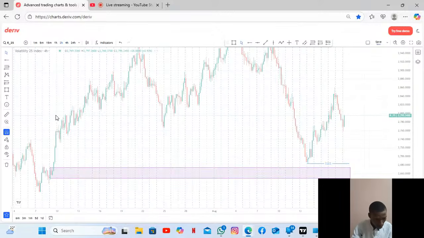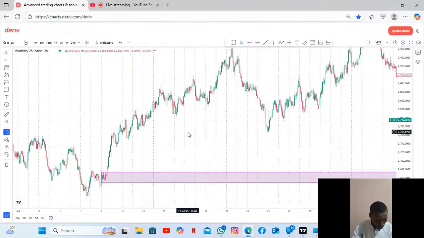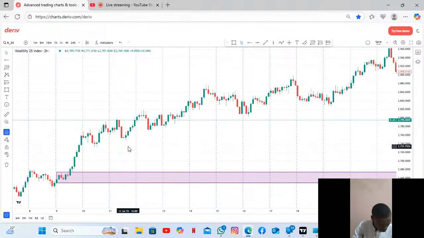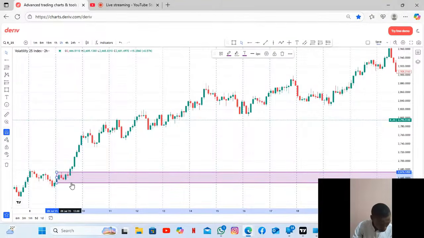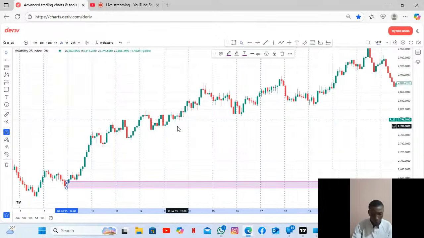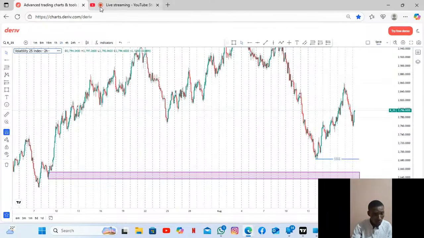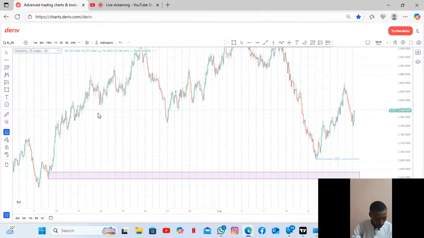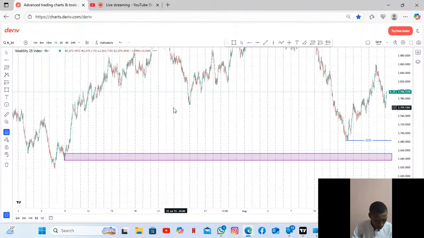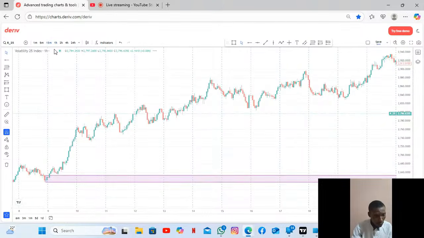Let's see the 2 hour time frame. What does it look like? This is what the 2 hour time frame looks like for those trading volatility index. This is the liquidity for the 1 hour time frame. It's fine. Then let's go ultimately to the 15 minute entry point.